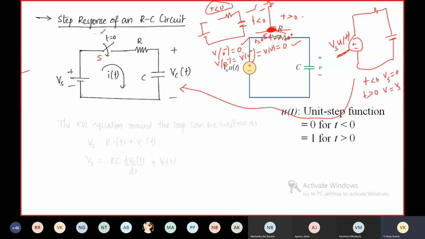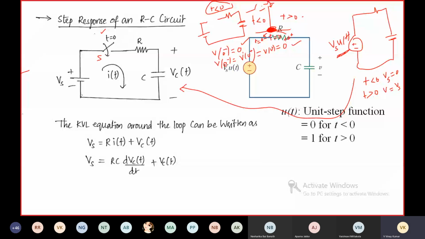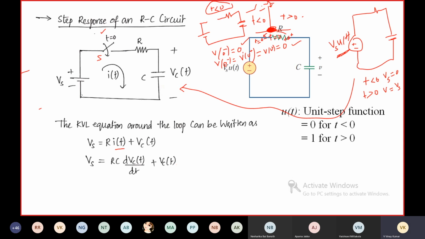Let me apply KVL around this loop. The KVL equation around the loop can be written as Vs is equal to R i(t) plus vc(t). Here i(t) is equal to C dvc/dt, so Vs is equal to RC dvc(t)/dt plus vc(t). After applying KVL around that loop, we get this differential equation.